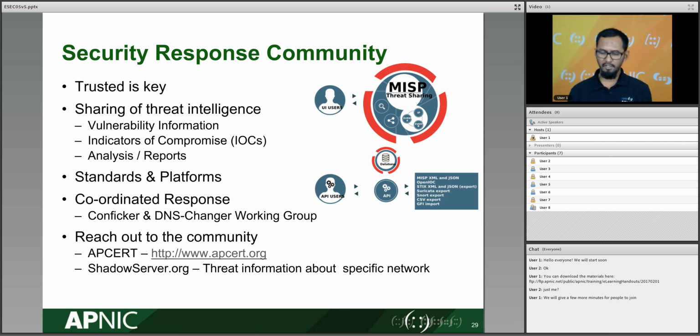In our region, for instance, we have the APCERT, the Asia Pacific Computer Emergency Response Team, which I've mentioned first. There is TF-CSIRT in Europe, AfricaCERT in Africa, and many other communities like this that you can participate in and join.